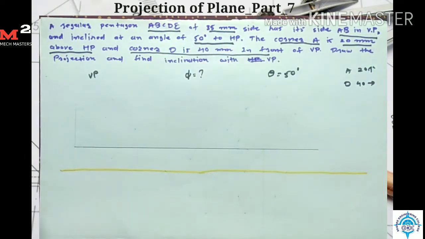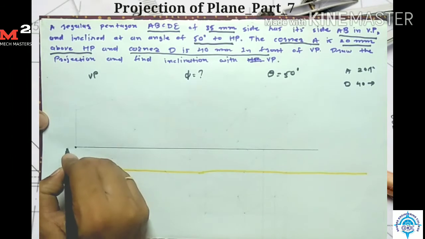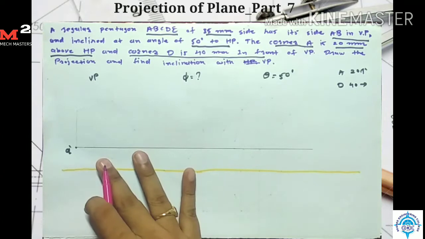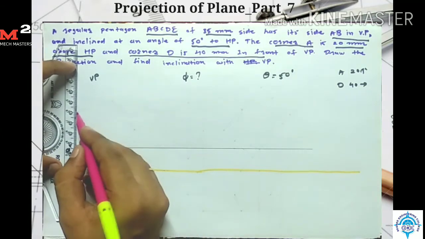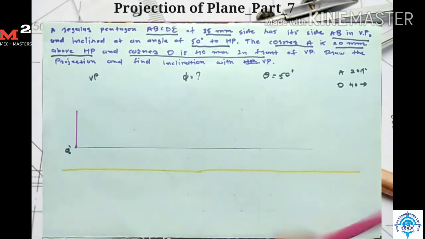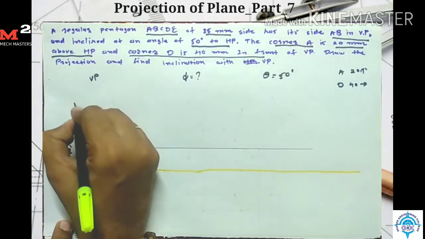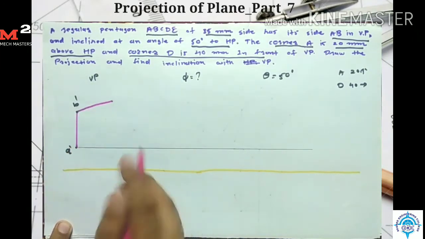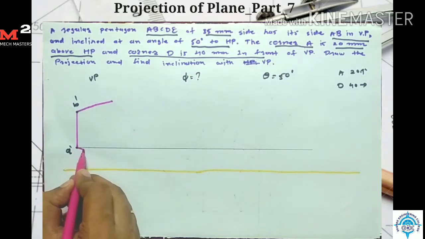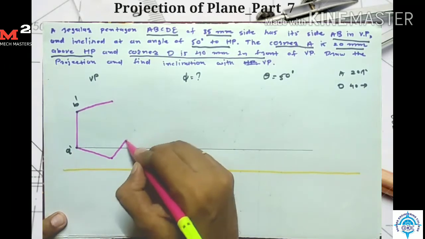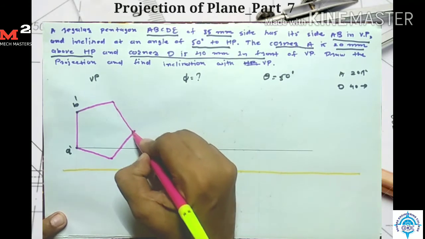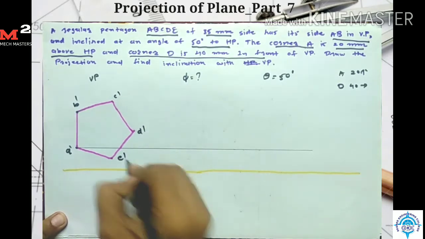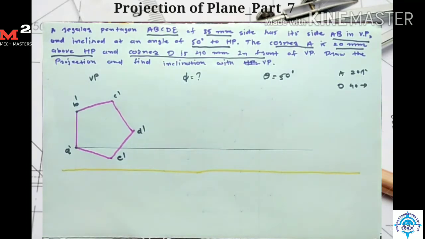Okay, now I mark my point A here. The pentagon is resting on side AB. Okay, so here I take A dash point. Now I draw side AB, so here I get my point B dash. Okay, now I draw the pentagon here. I explained the method to draw the pentagon in the third lecture. I give the names A dash, B dash, C dash, D dash and E dash. Okay, so I complete my front view here.